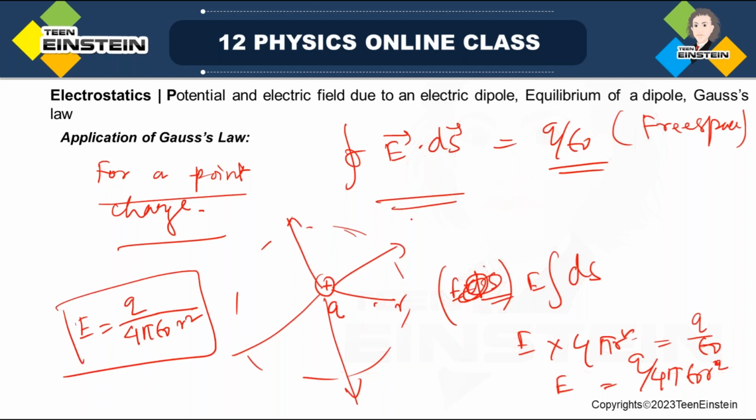So this is the electric field due to a point charge. I have to first construct a Gaussian surface, suitable for the distribution of charges. For point charges, we will take spherical symmetry. For line charges, we have to take cylindrical symmetry. For planar charges, you have to take a plane. So this is how we have to do it.